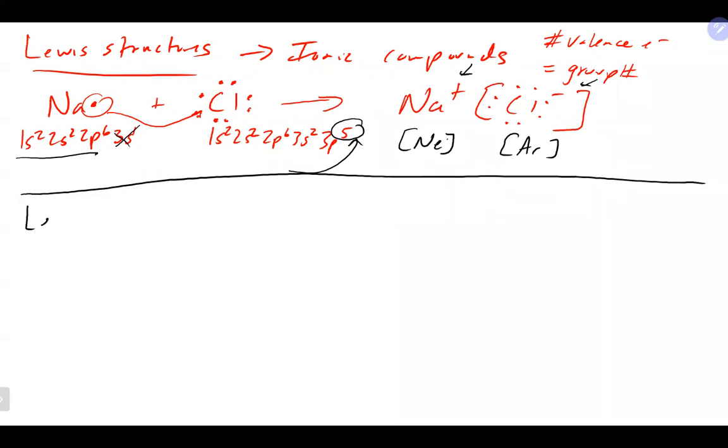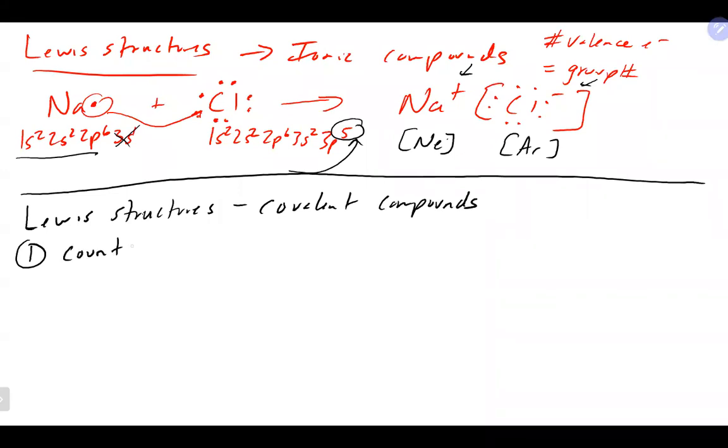And when we do Lewis structures for covalent compounds, we will really follow a few different steps. The first step is you want to count up the total number of valence electrons.